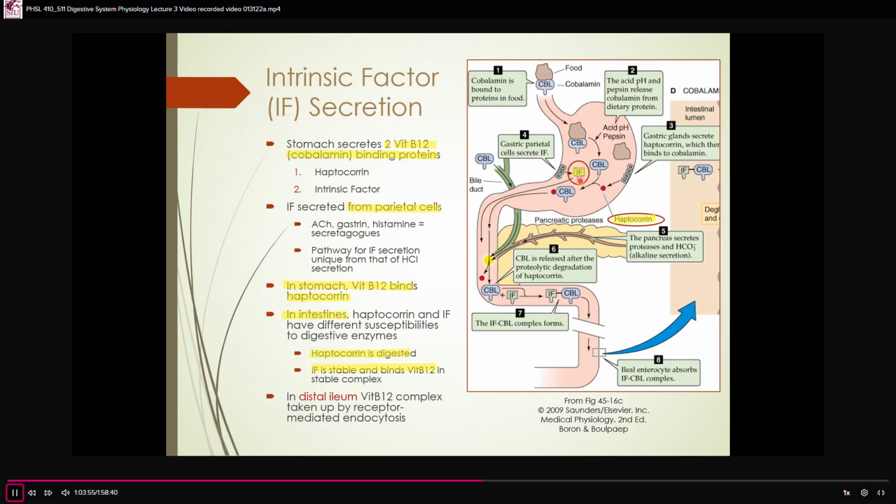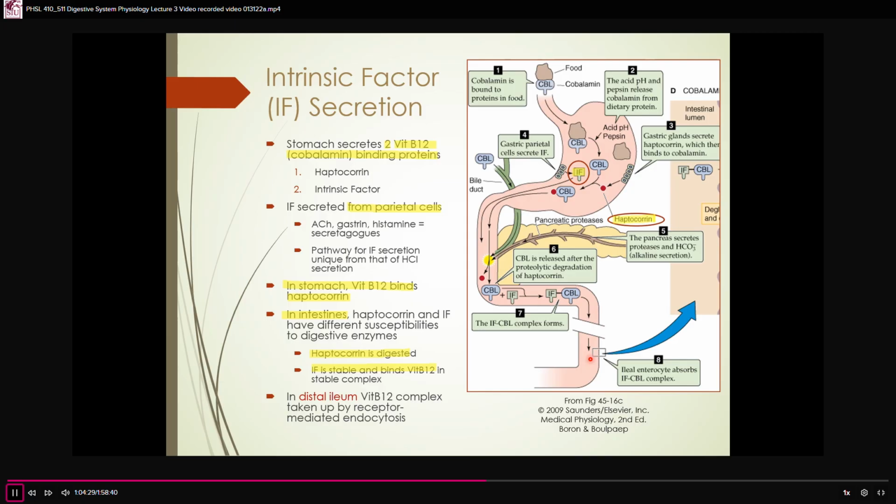But haptocorrin is sensitive to all of those, or at least some of those digestive enzymes that are proteases active in the small intestine. So the haptocorrin actually gets broken down by the digestive enzymes and gets removed, and the cobalamin then has an increased affinity for the intrinsic factor, binds it, and because that is resistant to the digestive enzymes, stays bound to the intrinsic factor in an intrinsic factor B12 complex that travels all the way through the small intestine and goes down to the distal ileum.